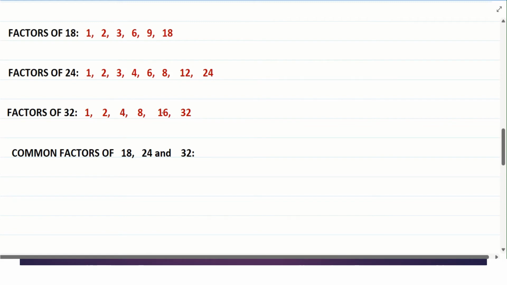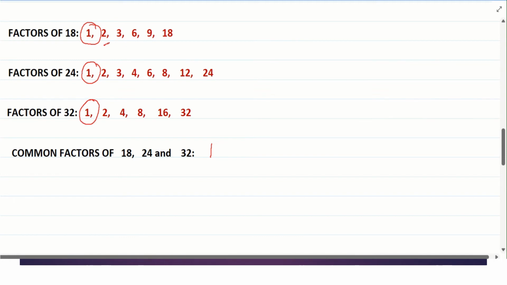Now let's try to find out common factors of all these three numbers. Remember, in the previous case, we found the common factors of only two numbers, 18 and 24. But now we are going to find the common factors of 18, 24, and 32. Is this clear? Okay, let's proceed. Now you can check. 1 is a factor of 18, 1 is also a factor of 24, and 1 is also a factor of 32. So we can say 1 is a common factor of 18, 24, and 32.